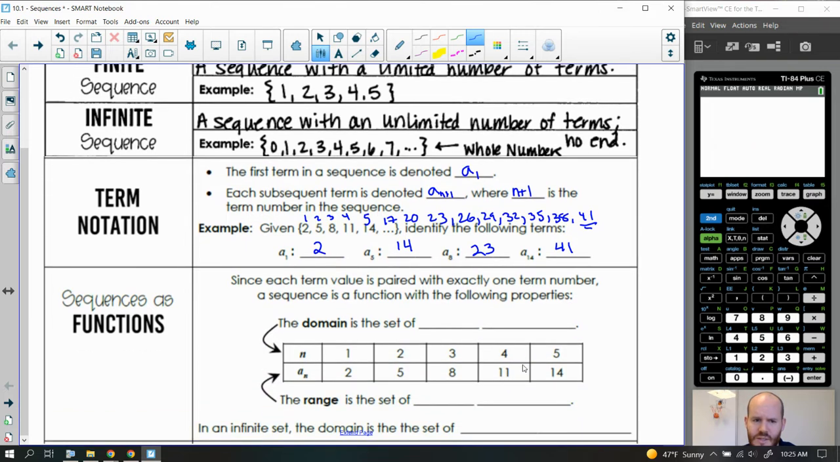So I'm going to scroll down just a bit. Sequences can also be thought of as functions, where each term is paired with a particular number in that order. The domain would be the set of term numbers, just where does it show up in the order, first term, second term, third term, and so on. And the range is the output, or the actual term I observe. So these are the term values.